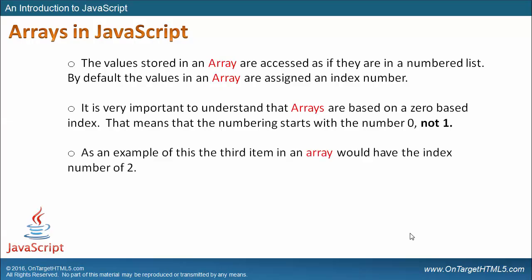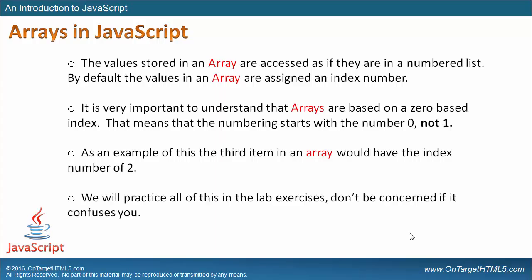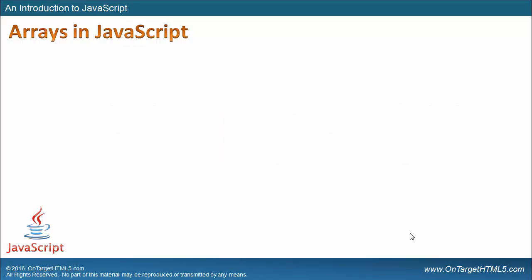As an example, the third item in an array would have the index number of 2, and the reason being the first would be 0, the second would be 1, the third would be 2. We'll practice all this in the lab exercises. Don't be concerned if it confuses you, because it confuses everybody when you're first starting out. But again, arrays are zero-based index.